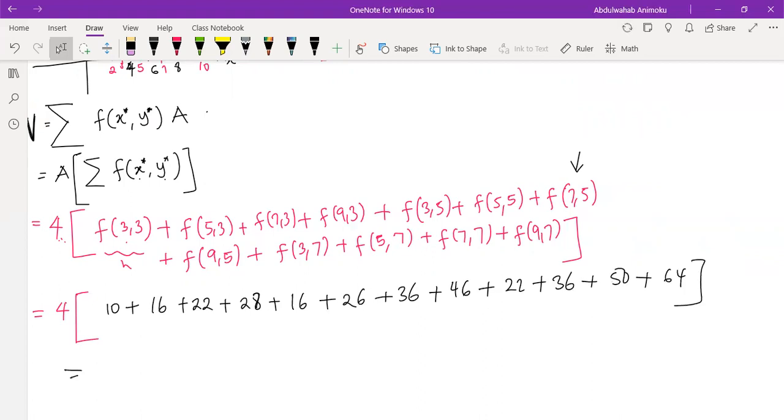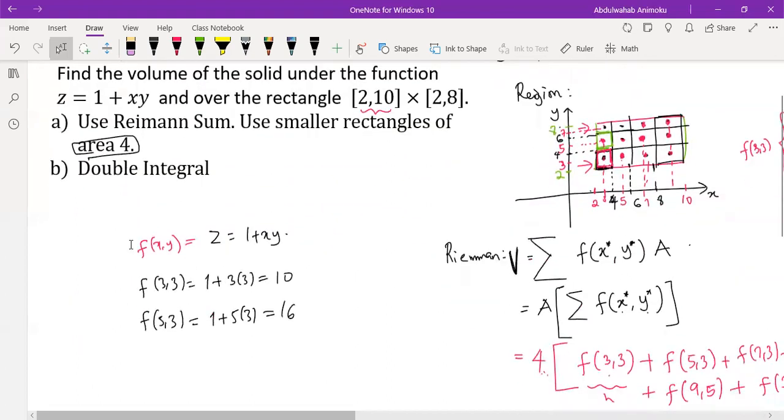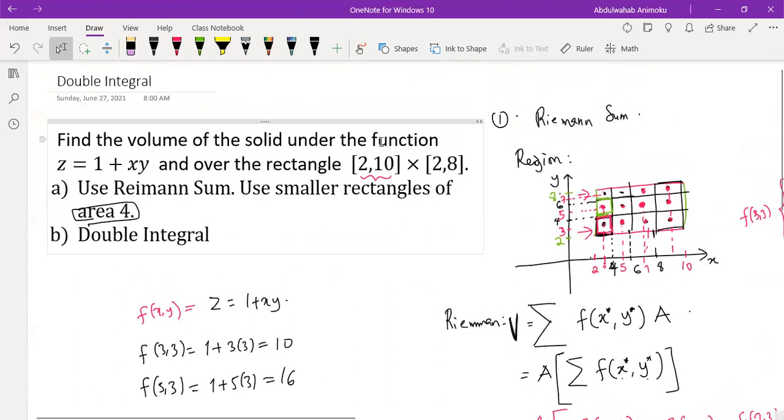So we need to just add this together, multiply by 4. And it happens that what that gives you is 1488. So make sure you go through the calculation yourself. So this is the approximate volume of the solid under the function and over the rectangle.